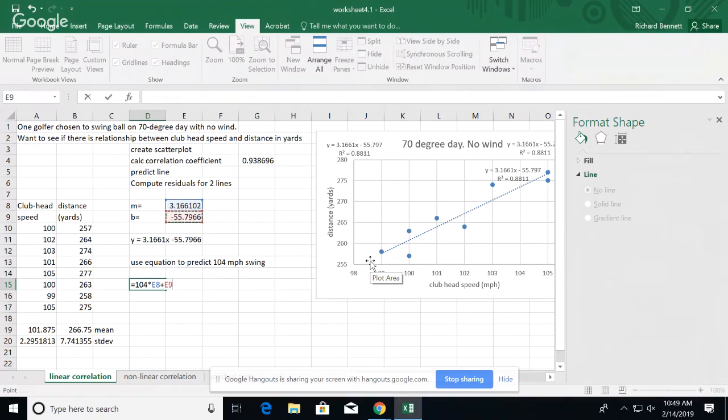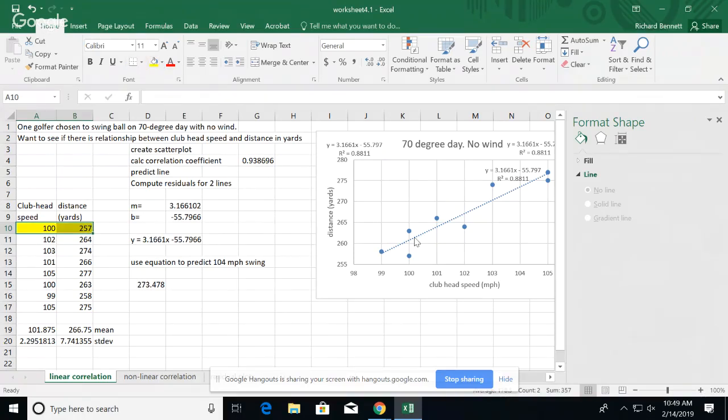So we would predict in this case that if we swung the ball 104 miles an hour, it would go 273.478 yards. Almost 274 yards, 273.5 yards. That's where the line says. Now, an interesting thing here: twice we swung it at 100 miles an hour. One time it went 257 yards, and the other time it went 263 yards. So we would have predicted it would have gone about 261 yards.